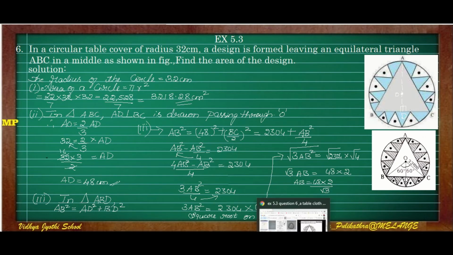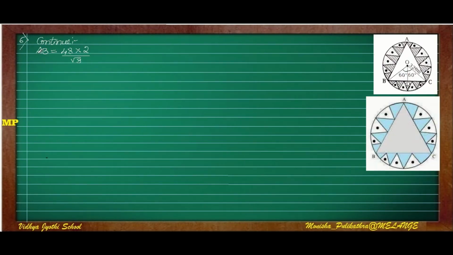So next the sum continues. Sixth question continued, that is AB is equal to 48 into 2 divided by root 3. So this will be 48 into 2, 96 divided by root 3. From here we have to rationalize the denominator, that is multiplication and division by root 3. So it will become 96 root 3 divided by root 3 whole square. So square and root get cancelled. Remaining is 96 root 3 divided by 3. So 3 3s are 9, 3 2s are 6, that is 32 root 3. This is the value for AB. AB is equal to 32 root 3 centimeter.